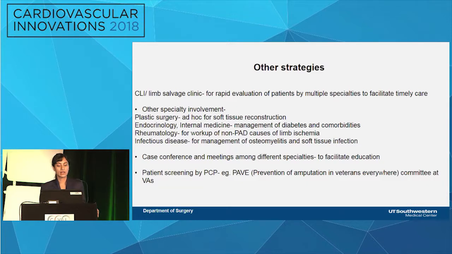A CLI limb salvage clinic is essential for rapid evaluation of patients by multiple specialties to facilitate timely care. Other specialty involvement is necessary on an ad hoc basis to improve care of these complex patients with multiple comorbidities. Case conferences and meetings among different specialties facilitate education. And patient screening by primary care physicians is very important.